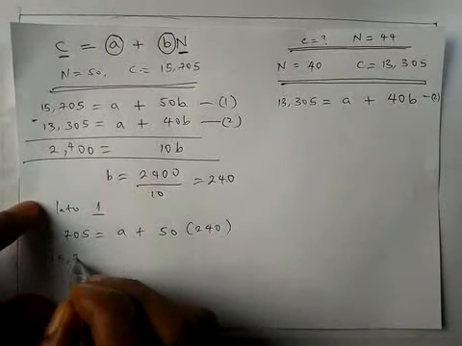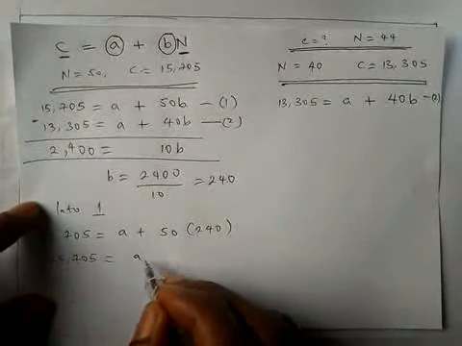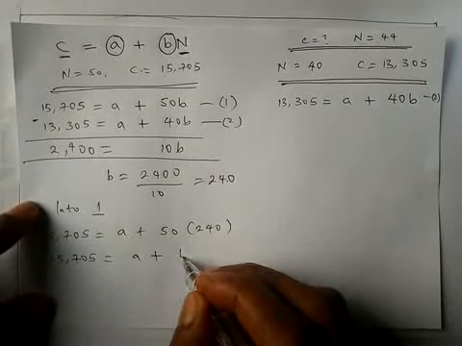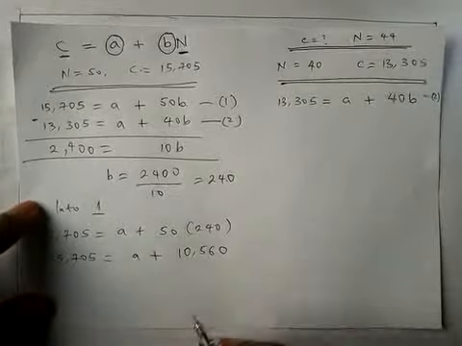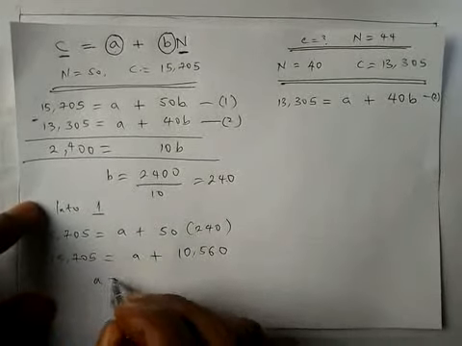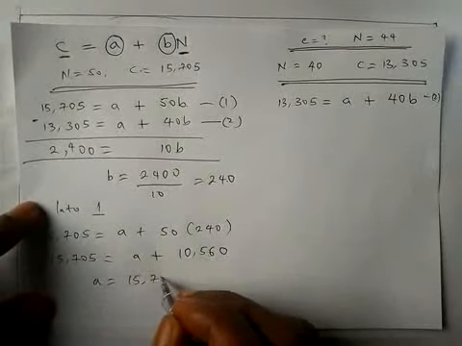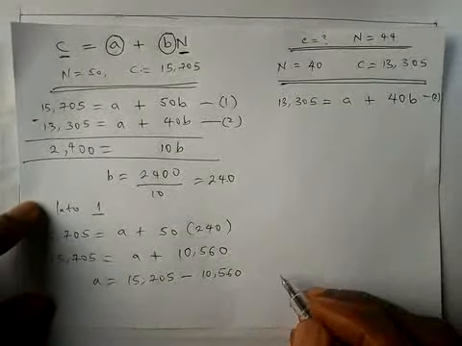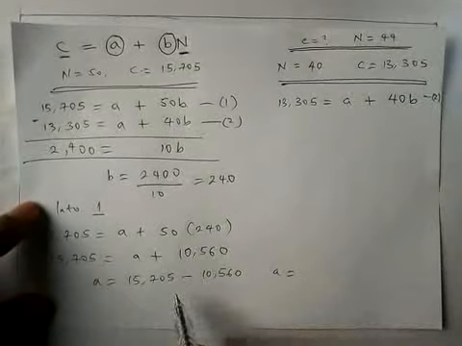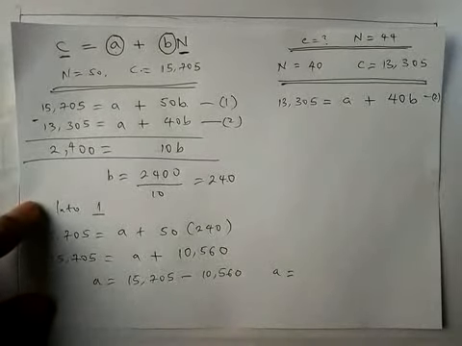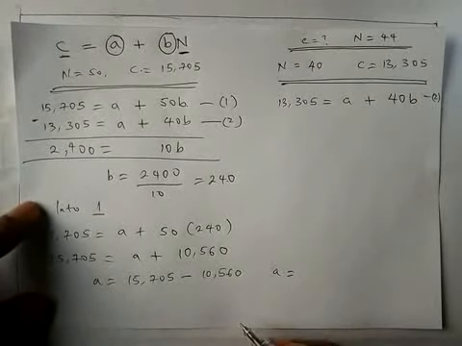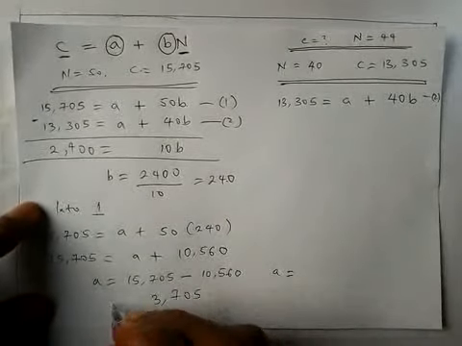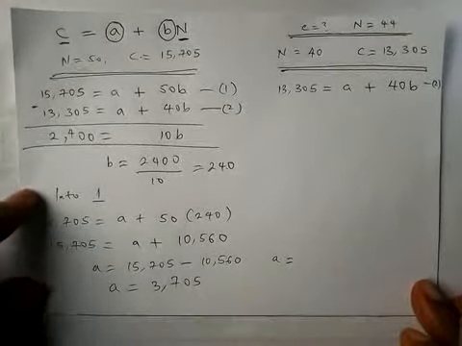So 15,705 is equal to A plus, multiply these two, you'll get 10,560. Okay, so taking it over, A is going to be 15,705 minus 10,560, meaning that A is equal to 3,705. Big values, right? It's usual.